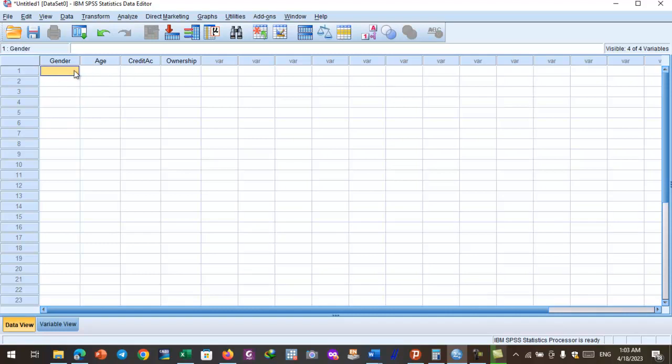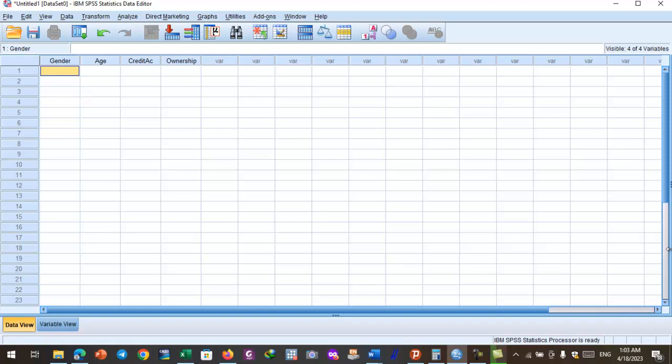Let us assume we have collected the data, so let us start to enter the data into SPSS. Here the first participant is represented by number 1. This is a case: the first case, the second case, the third case, the fourth case, the fifth case. Each participant is represented by a case. So case 1 represents the first participant, case 2 represents the second participant, and case 3 represents the third participant. So let us start to enter the data.